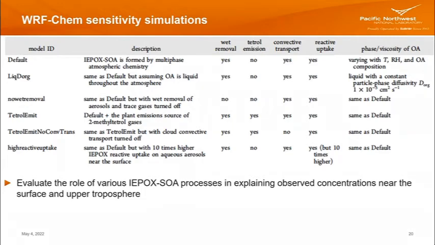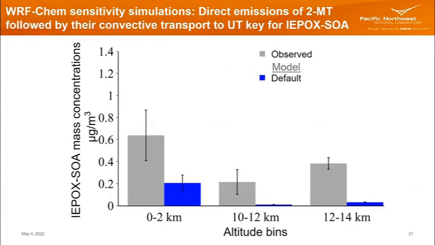So one of them is, what if we treat the particles as liquid-like in the upper troposphere so that they still can retain particle water, and then the organic shell is still liquid-like. So can that explain IPOX SOA, right? And then there are other things where you emit the tetrads, where you turn off the deep convective transport, and then another sensitivity was, what if I just increase the reactive uptake coefficient or the chemical kinetics in the inorganic core? So how does each of these sensitivity studies affect IPOX SOA concentrations?